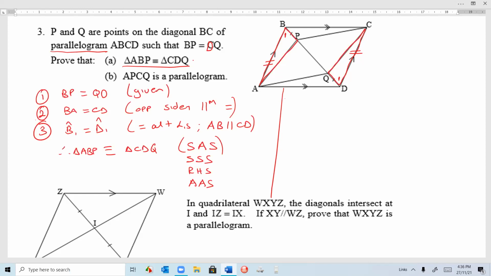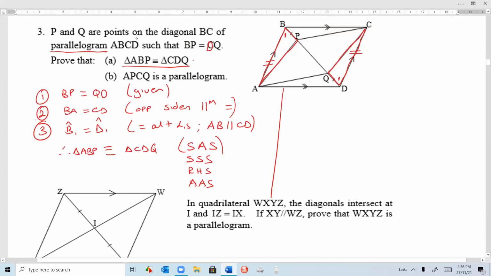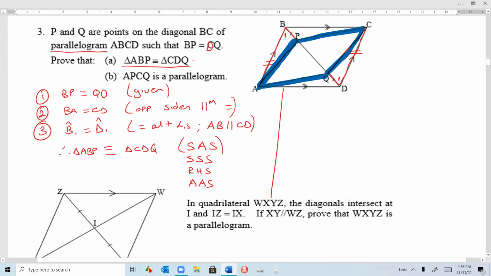The second part is to prove that APCQ. So I want to firstly highlight that. So we're going to prove that is a parallelogram. Now, what makes a parallelogram? Before we do this question, just part of our revision, what makes a parallelogram? If any question they tell you to prove something, it's a parallelogram, what are you trying to look for? Opposite sides are parallel and equal, sir. So one, we could prove opposite sides equal.